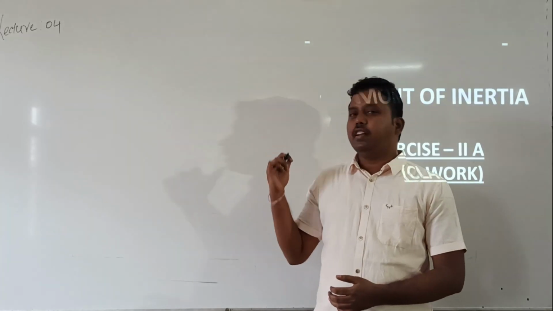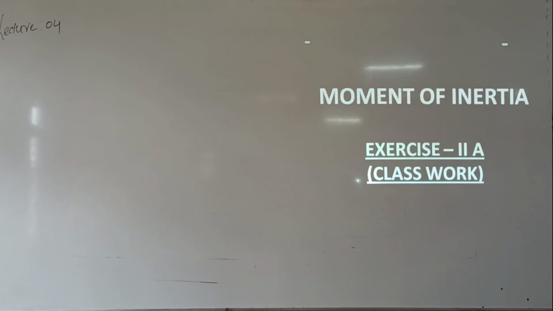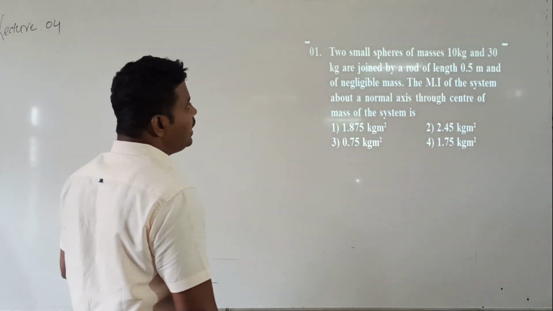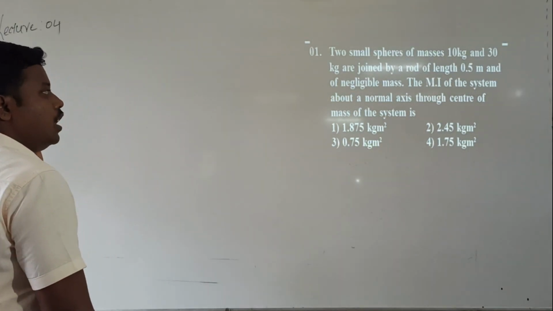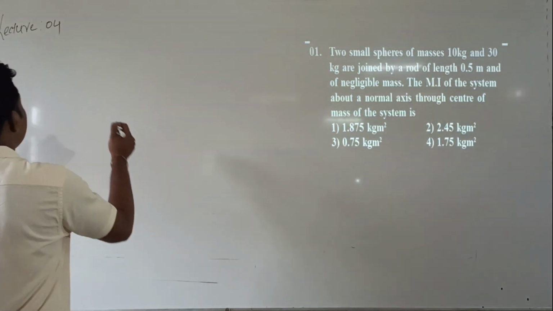So we'll continue the numericals of level 2. First question. Two small spheres of masses 10 kg and 30 kg are joined by a rod of length 0.5 meters, negligible mass. Moment of inertia about the normal axis passing through center of mass.